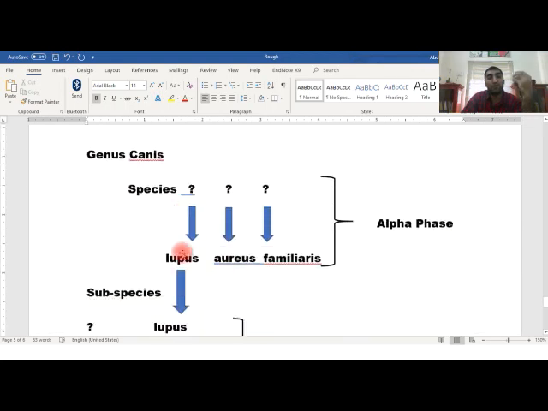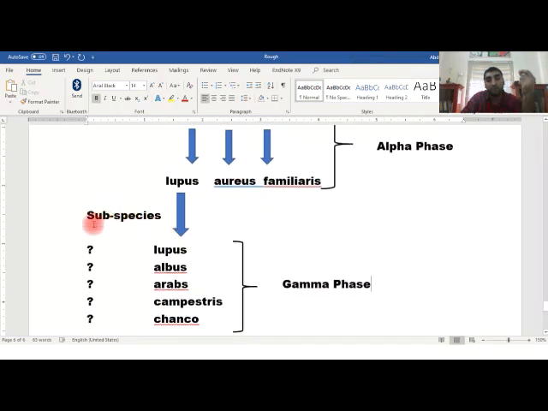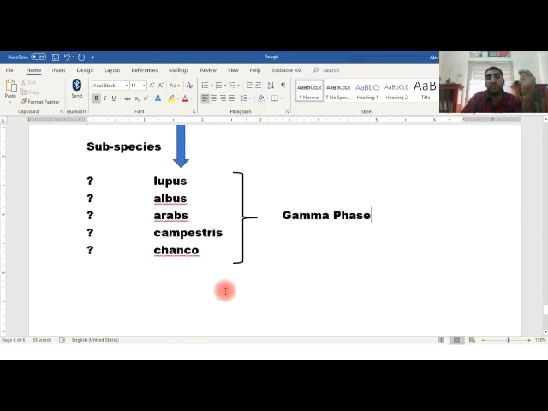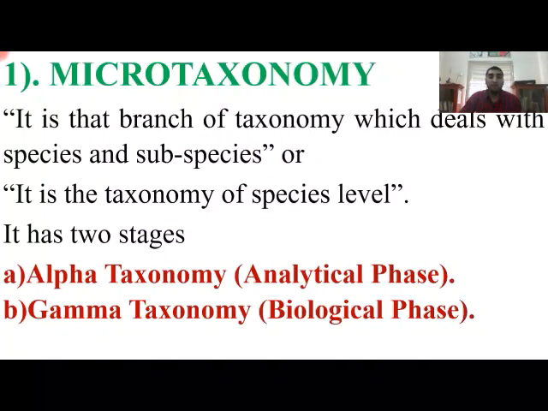So I think it's very clear now that species and subspecies level taxonomy is known as microtaxonomy. And when we study at the species level, this is alpha phase, we discriminate. And when we go toward the subspecies, this is known as gamma phase. Okay, so back to slides.